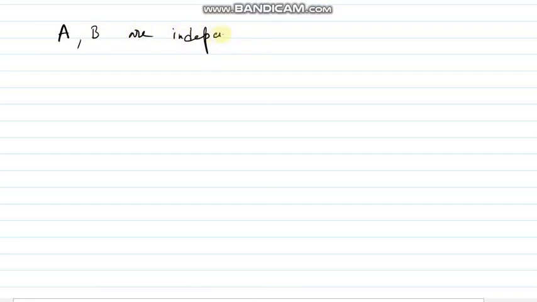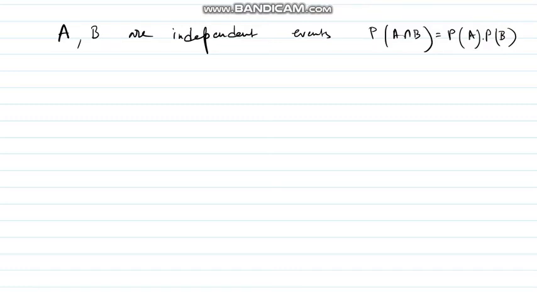Hello everyone. In this video I am going to discuss a couple of sums based on the multiplication theorem on probability. First thing that we need to know is that if A and B are independent events, from there we can write that probability of A intersection B equals P(A) into P(B). Based on this I am going to discuss one formula and one theory part, and based on that we are going to do the sum.